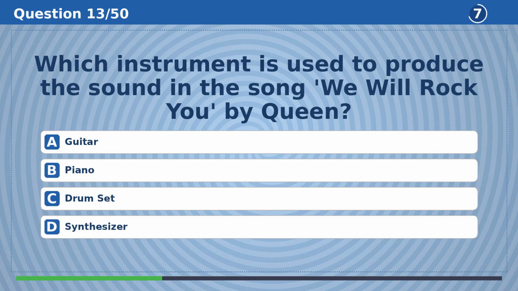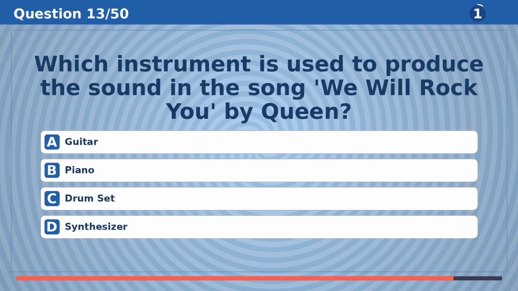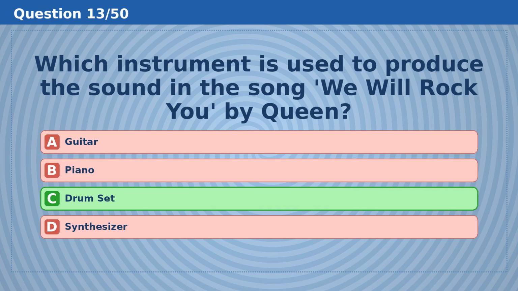Which instrument is used to produce the sound in the song We Will Rock You by Queen? The answer is C, drum set.